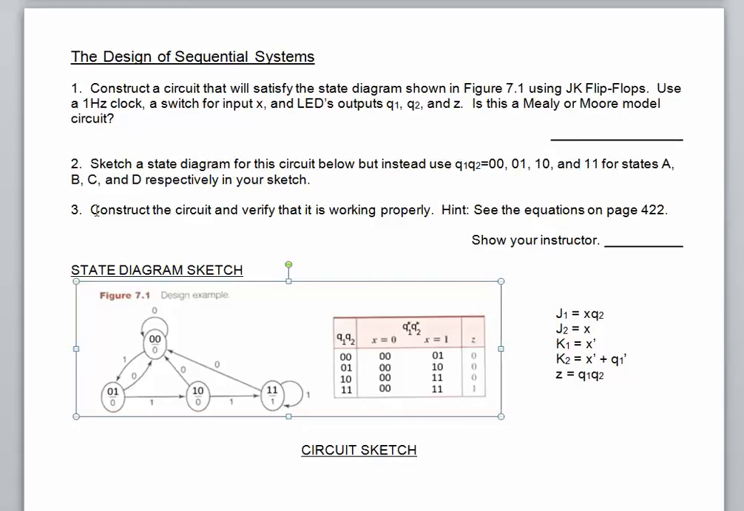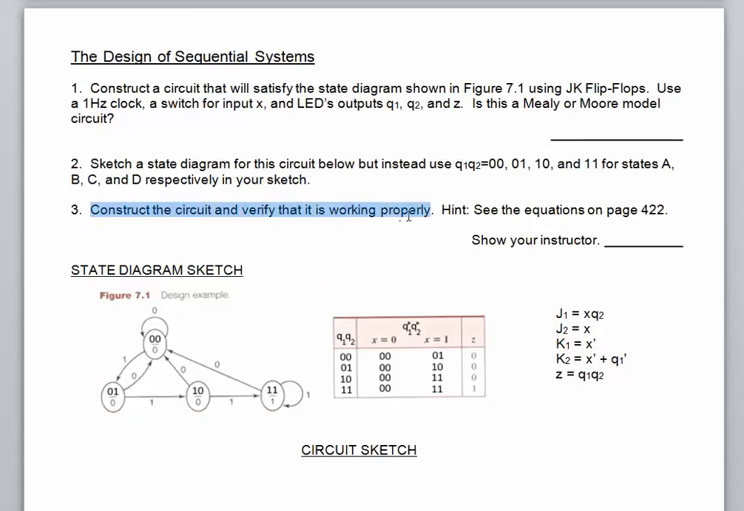Then it says construct the circuit and verify that it works properly. It gives you a hint of looking at the equations on page 422. So this is a design of a sequential system, and there's several steps involved. But what we're going to do is do those steps in class. But in lab, I just want you to look through the solution to this circuit in your textbook, and you'll see that it ends up giving you these equations on page 422.